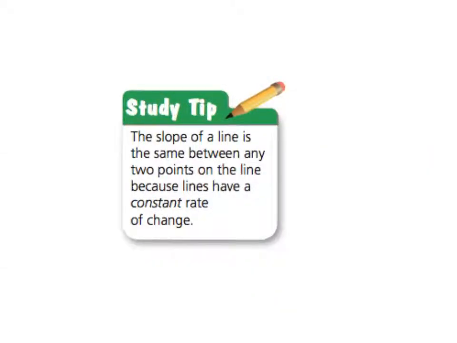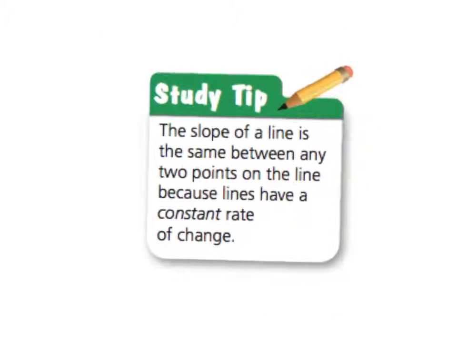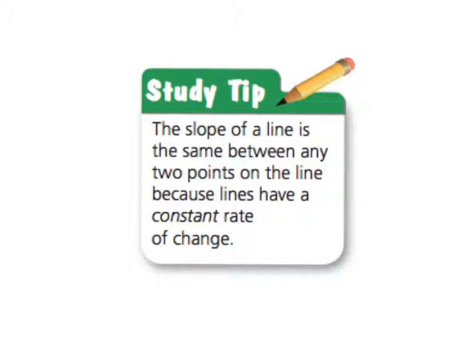All right, the last thing we're going to go over is this study tip. I would make a note that this is quite important, and I would write this down in your notes with a star next to it. The slope of a line is the same between any 2 points on the line because lines have a constant rate of change.